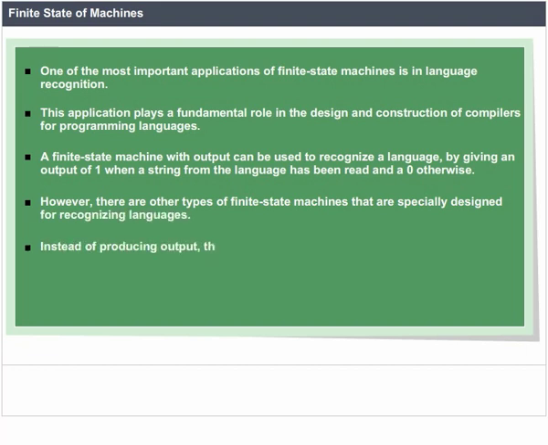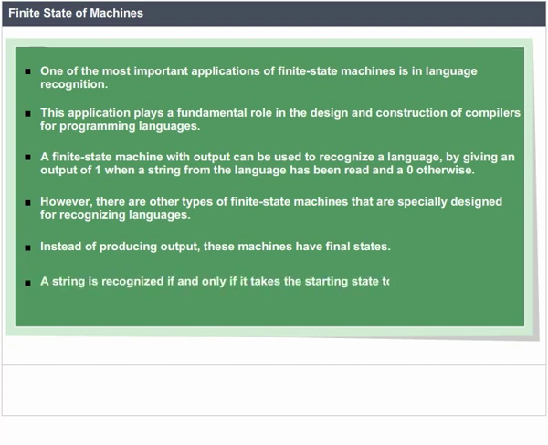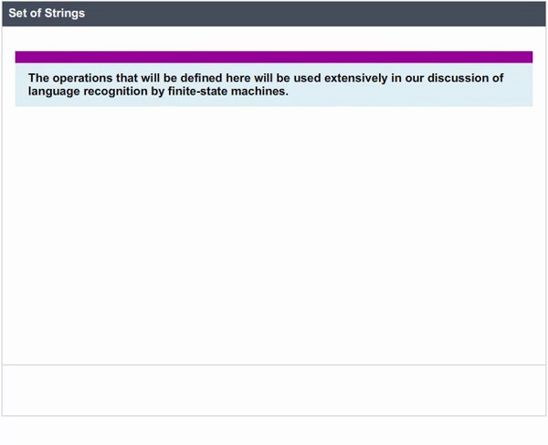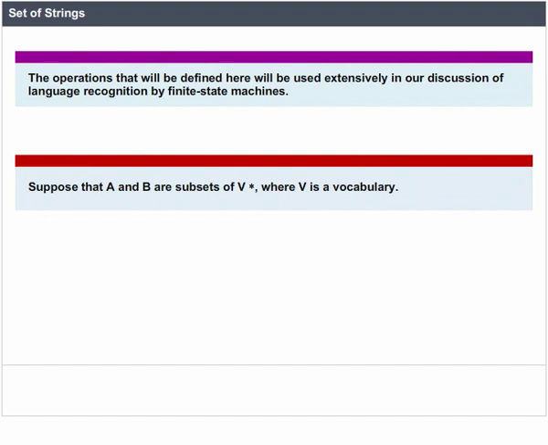These machines have final states. A string is recognized if and only if it takes the starting state to one of these final states. Set of strings. The operations that will be defined here will be used extensively in our discussion of language recognition by finite state machines. Suppose that A and B are subsets of V*, where V is a vocabulary.